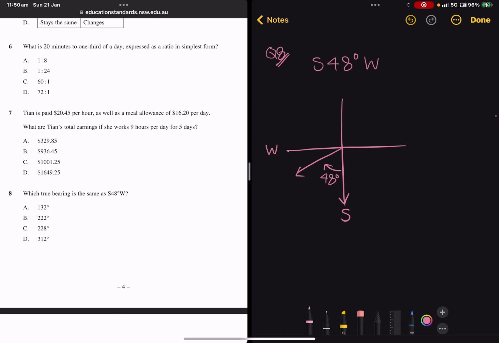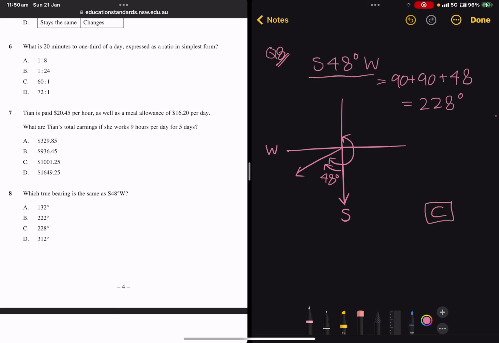Now if we convert this to a bearing, it's just going to be whatever this angle is, which must be 90 plus 90 plus 48. So the equivalent bearing will be 90 plus 90 plus 48, which will be 228 degrees. So the answer is C.